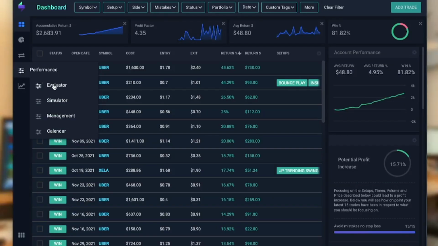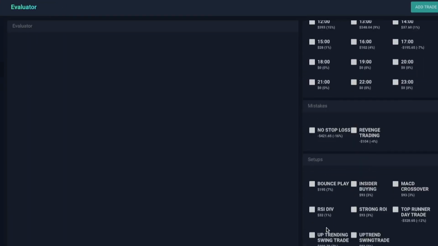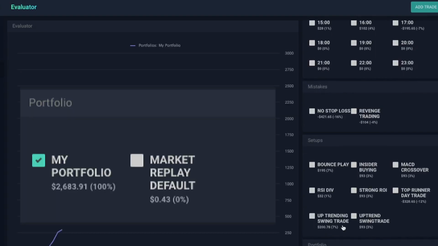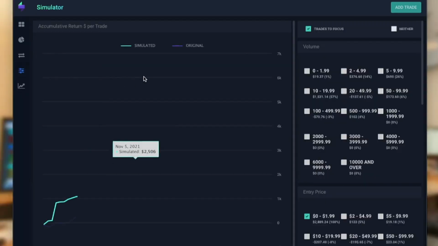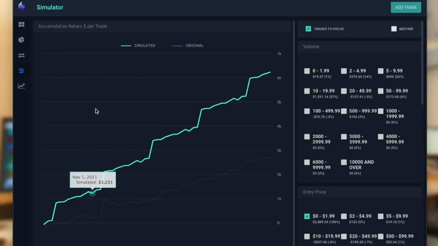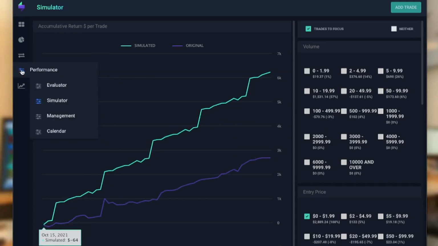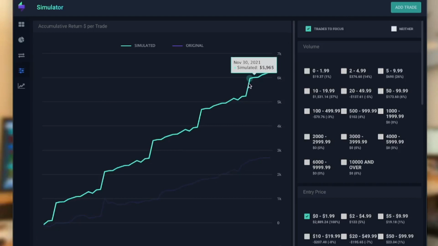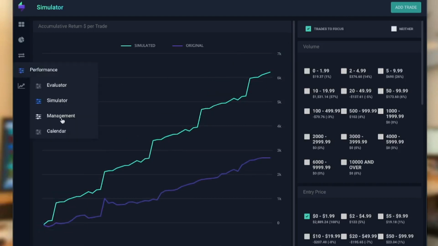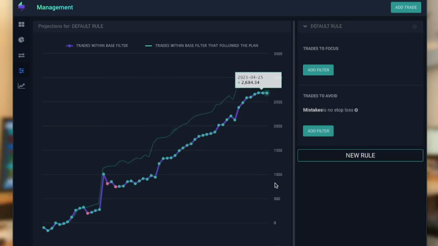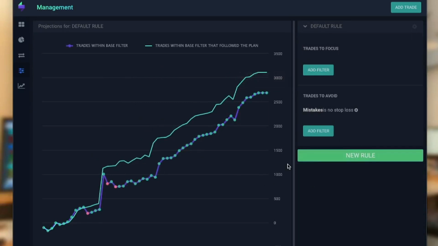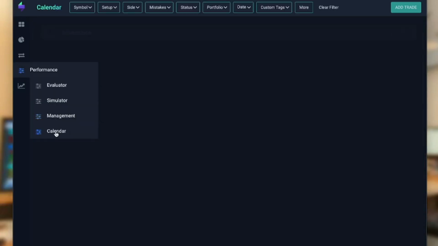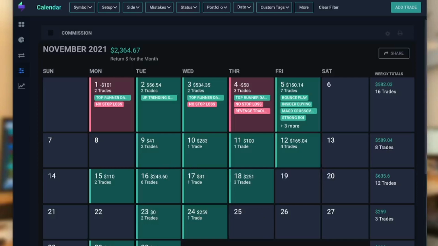Next up is the evaluator, which is found by clicking the performance tab on the left. You can scroll down and select your portfolio and filter different options, or you can go to simulator and do the same. This will show you what your outcome would have been had you used the options that you select. So basically it shows you how you would have done if you only took X type of trades, and you select what the X is. The management option lets you create trading rules and see whether you kept to the plan and what would have happened if you had or hadn't. The calendar option is so cool. It's basically your personal trading calendar of your wins and losses. It also shows you how you did for the week.